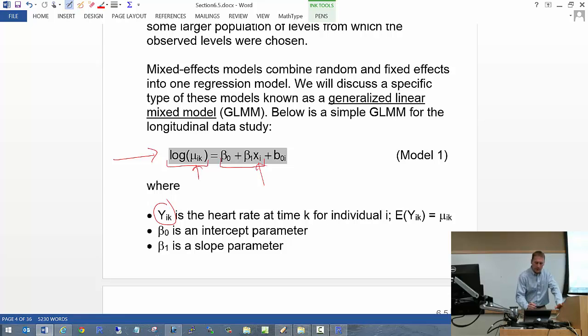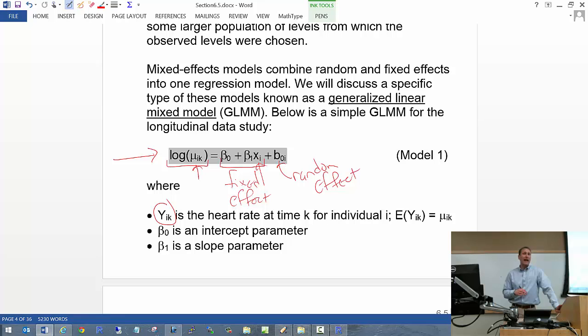Now, this is often referred to as the fixed effect portion of the model. Now, to help take into account this dependence between responses for a particular individual, here's the new portion of the model. This is going to be the random effect. It's a random effect because we are going to assume that this B here comes from a normal distribution. It actually is a random variable.